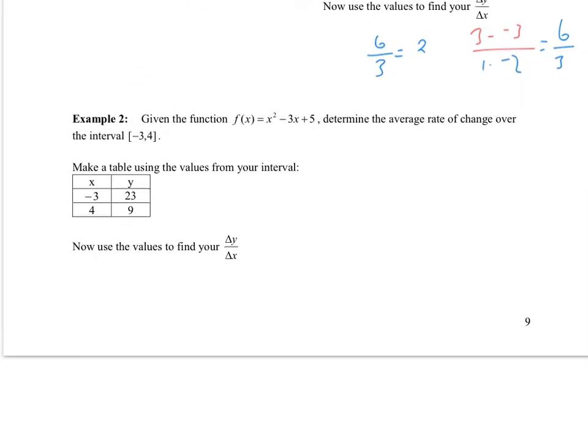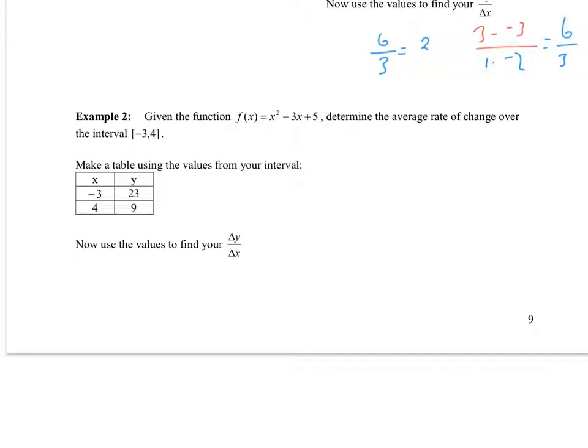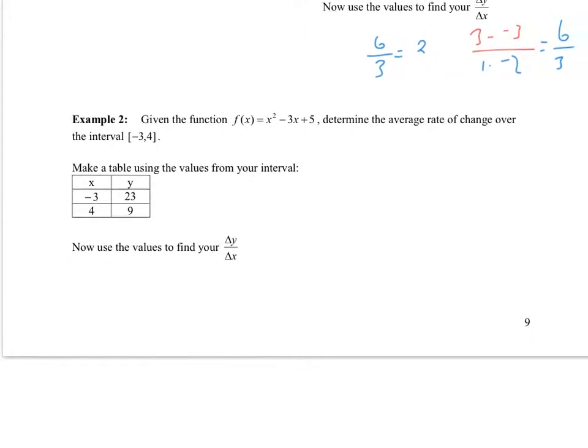Example 2. Given the function f of x equals x squared minus 3x plus 5, determine the average rate of change. So now we're given a quadratic. They're not giving us the picture. If you wanted to graph it, you totally could. They want it over the interval from -3 to 4. So we need to find the value.